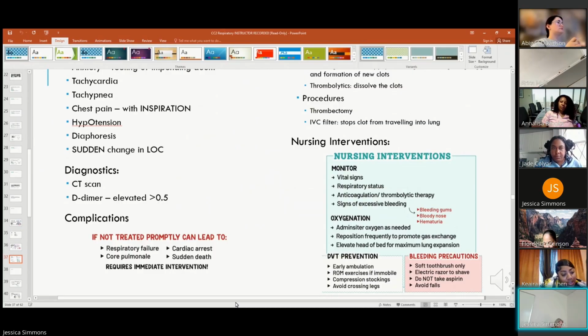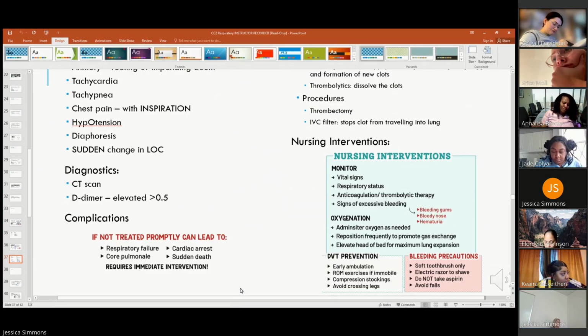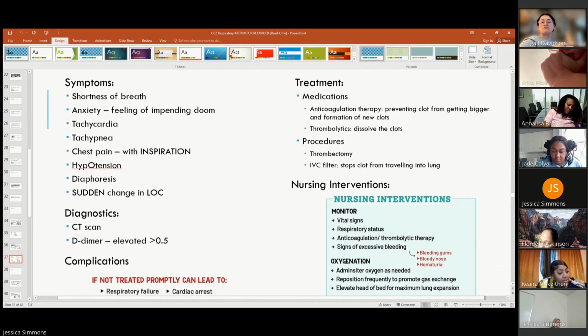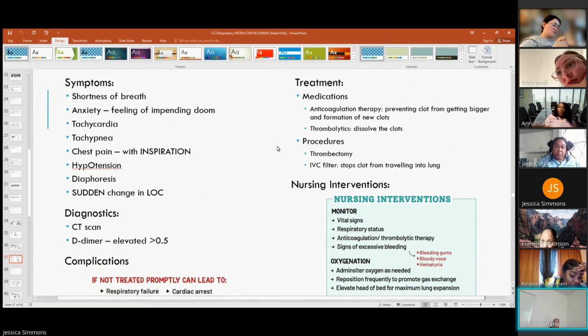Cor pulmonale is also known as right-sided heart failure. It is another term for right-sided heart failure. Medications would be anticoagulation therapy, which prevent the clot from getting bigger and forming new clots. Thrombolytics, dissolving the clot. That's not routine, using thrombolytics for a PE. It could happen.